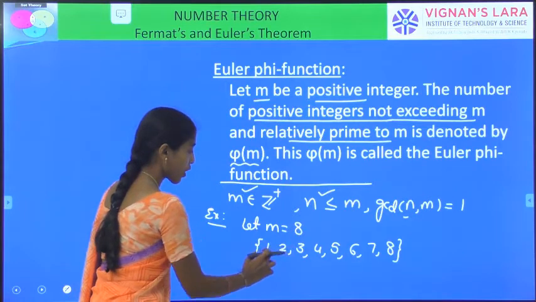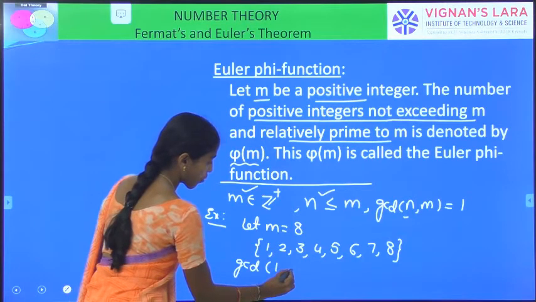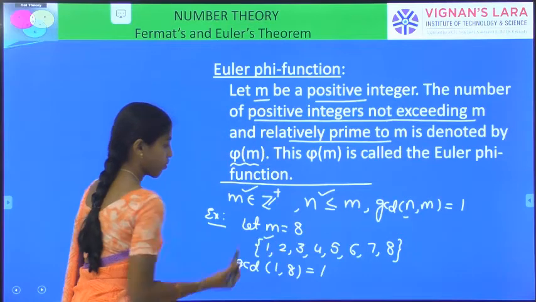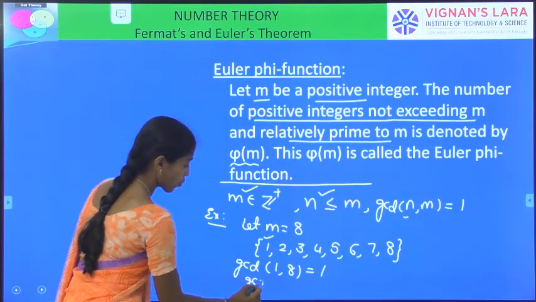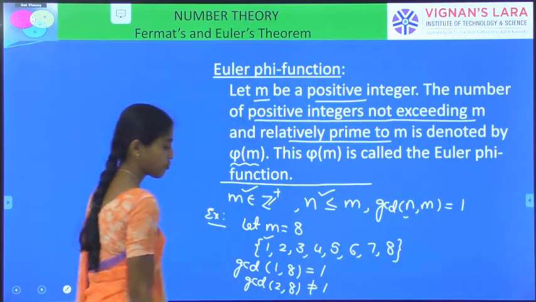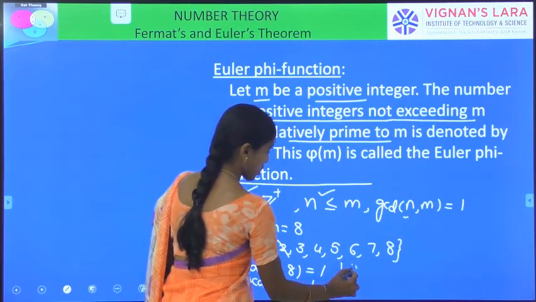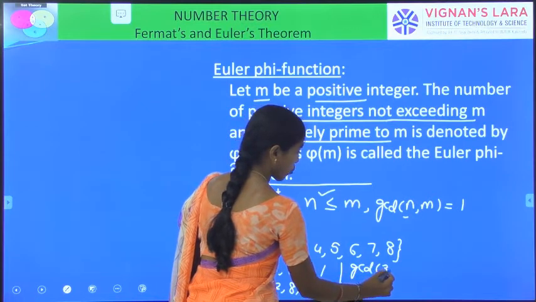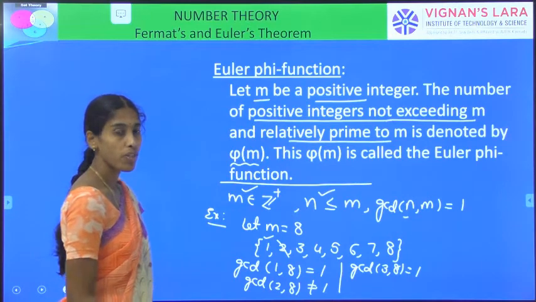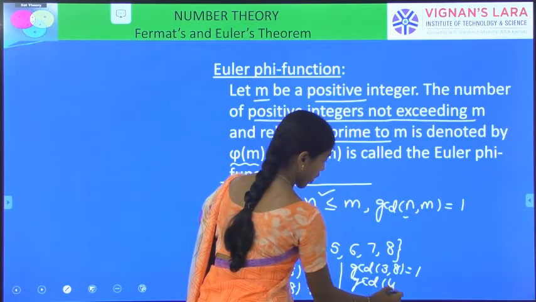So GCD of 1 comma 8 is equal to 1. How many such type of numbers are there? We have to see, right? 1 is satisfied. Next, GCD of 2 comma 8, right? It is not equal to 1. It does not satisfy. Next, GCD of 3 comma 8 is equal to 1. How can we calculate GCD? Using the standard factorization method or by using the division algorithm. GCD of 4 comma 8 is not equal to 1.